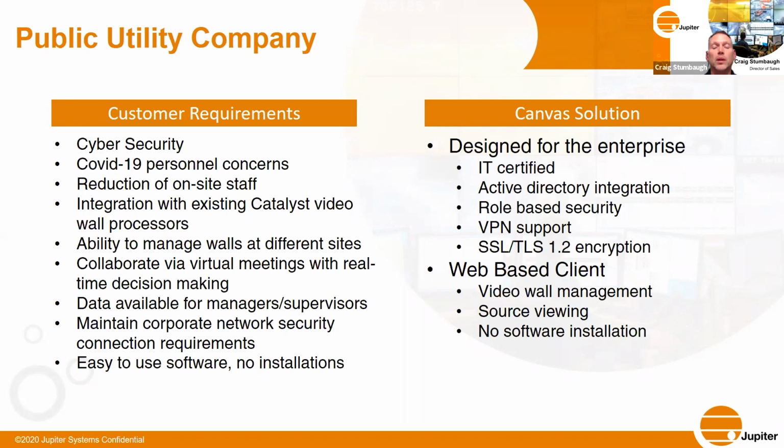Right now we're going to go through the utility application that was brought to us earlier this year. This was an existing customer of ours that was using our Catalyst display wall processors to manage their video wall, but weren't taking advantage of Canvas and the capabilities that Canvas has to offer. And one of the big reasons for that was the pandemic. A lot of their personnel were at potential risk, and they didn't want to compromise their network and their service to their customers as they manage both transmission and distribution of power, electric utility to their customer base. One thing that's very important in the utility space is cybersecurity.